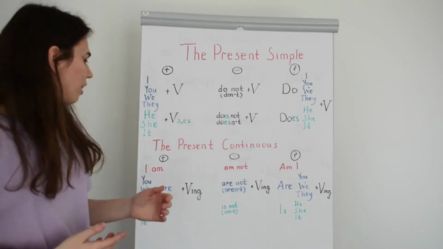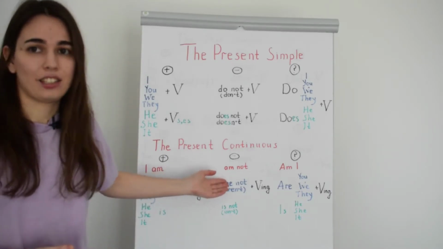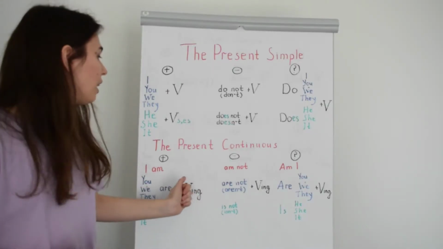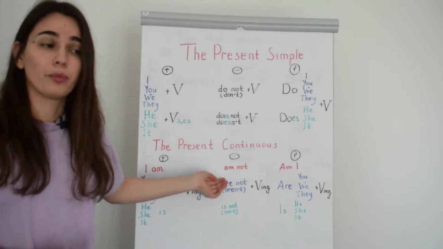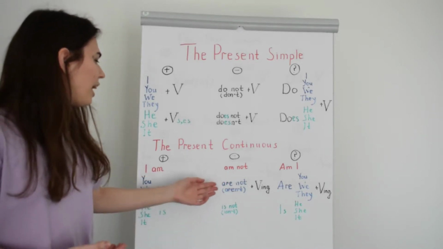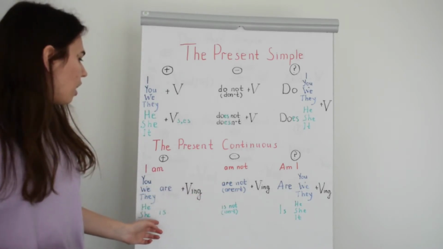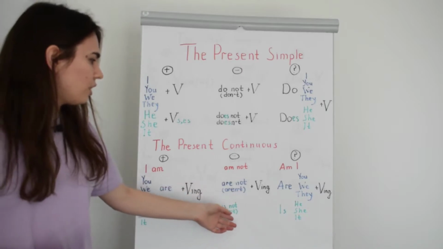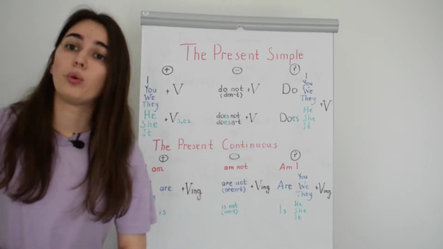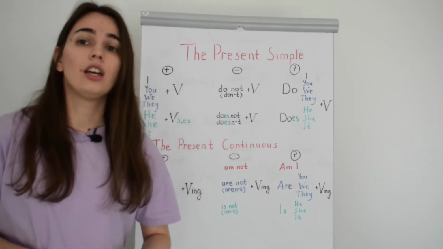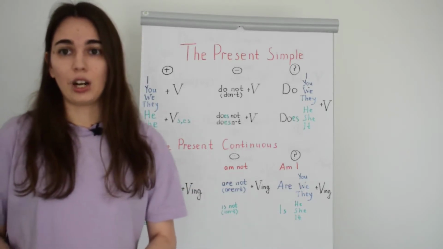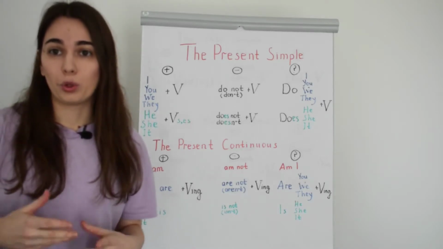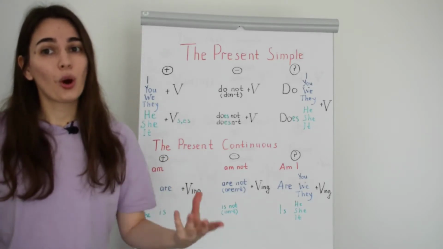And in order to form negative sentences, we are still working with the verb to be, but negative form. I am not, you, we, they are not, and he, she, it is not. Short forms aren't, isn't, plus the verb with the ing ending. I am not cooking right now. It would be great if I would be cooking right now, but I am not cooking right now.